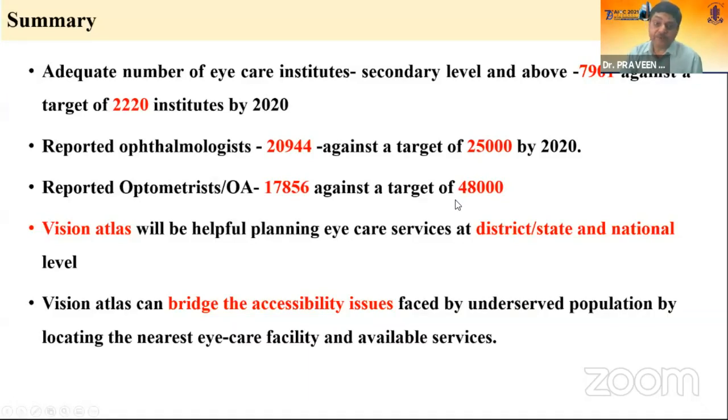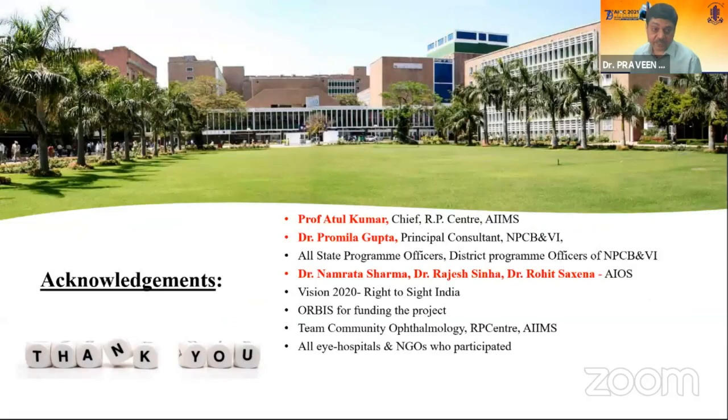Vision Atlas can be very useful for planning eye care services at every district, state, and even national level. And it can also bridge the accessibility issues faced by the underserved population by locating the nearest eye care facilities and available services. I'm really thankful to all the people, the ministry, SPOs, the AIOS, and our team members who are involved in this and supported us. Thank you very much.